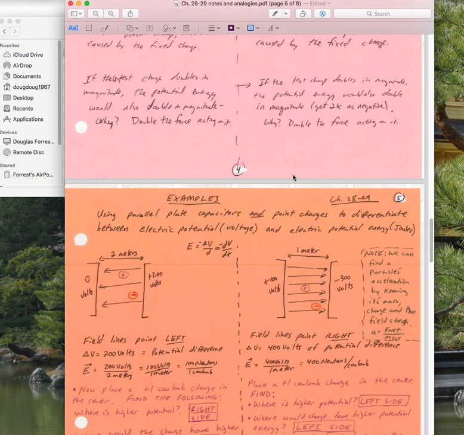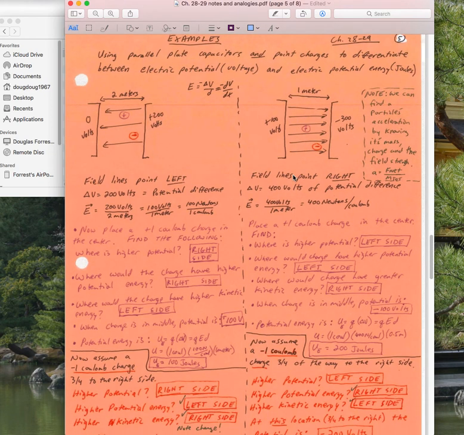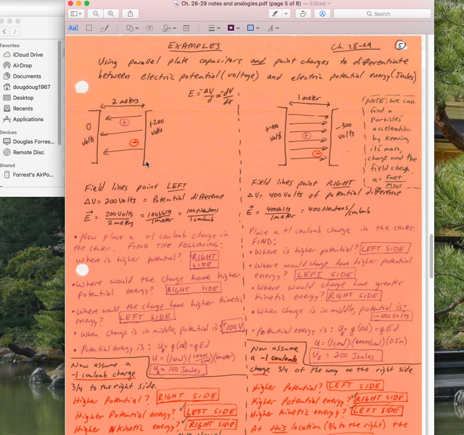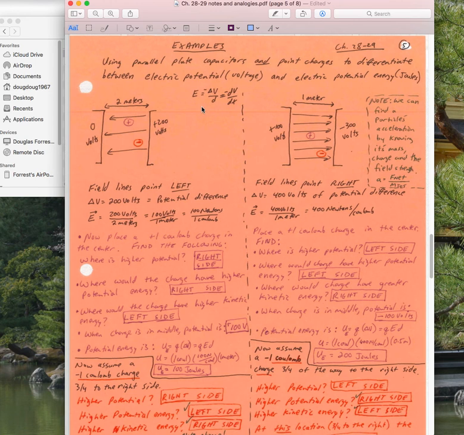So now we're going to go to other examples with uniform electric fields. We're going to use parallel plate capacitors for this and point charges to differentiate between electric potential and electric potential energy. So remember, this is our formula for electric field strength. Negative dV over dx. This should be dx down here.